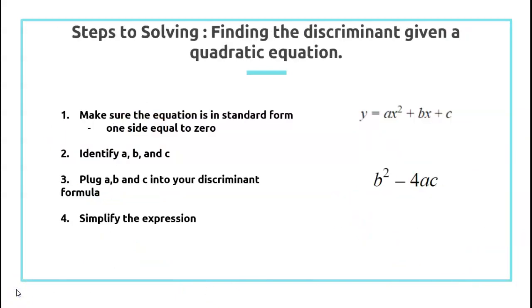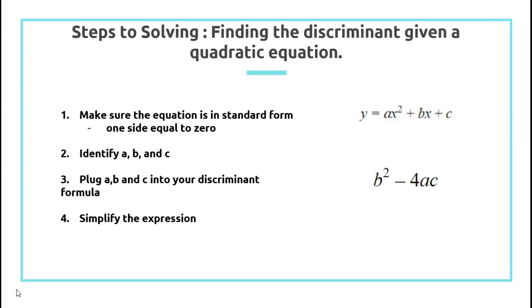So here are our steps to solving when we're finding the discriminant given a quadratic equation. The first thing you're going to do is make sure that the equation is in standard form. And remember, standard form is y equals ax squared plus bx plus c. You're going to set one side equal to 0, and then you're going to identify your a, b, and c.